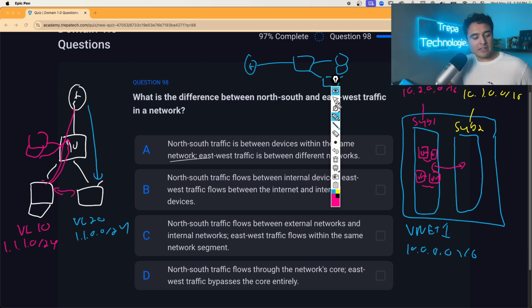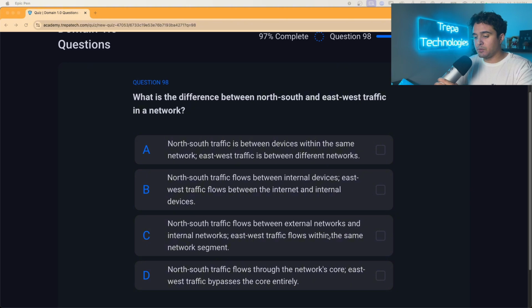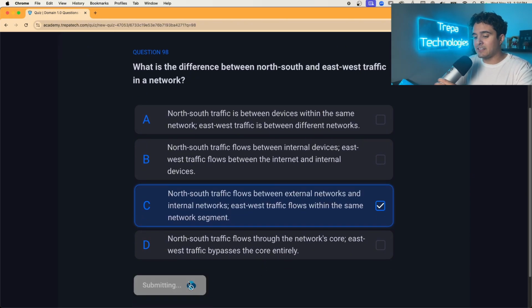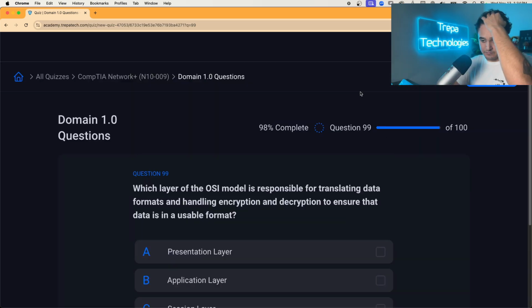So it was a long way to get to where we're getting to now, but the answer is C. North to south traffic flows between external networks and internal networks. East to west traffic flows within the same network segment. Go ahead and pause the video if you'd like to read the explanation.